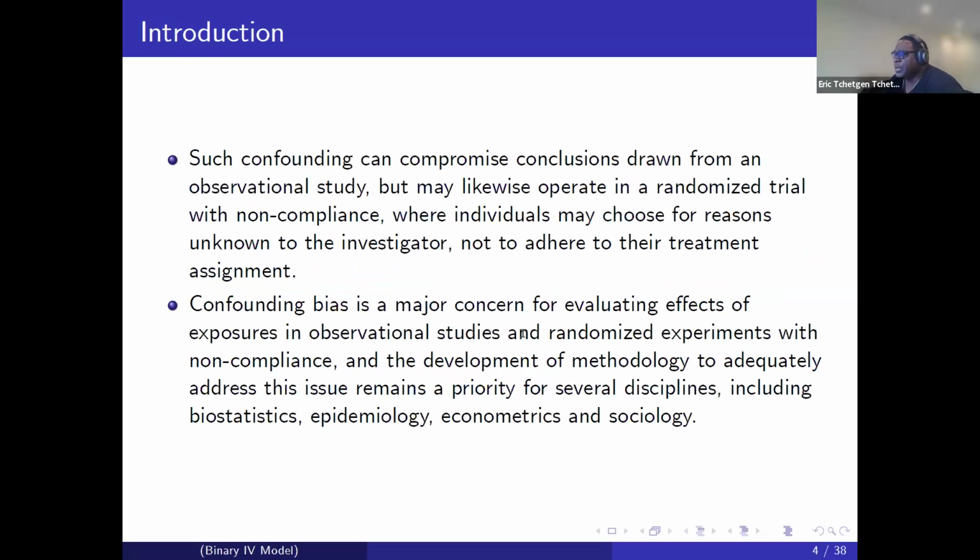Even in randomized trials, confounding arises because of non-compliance, where individuals may choose, for reasons unknown to the investigator, not to adhere to the assigned treatment. Confounding bias is a major concern for evaluating causal effects of exposures in both observational studies and randomized trials with imperfect compliance. Therefore, the development of methods to adequately address this issue remains very much a priority for several disciplines: biostatistics, epidemiology, econometrics, sociology, and so on and so forth.